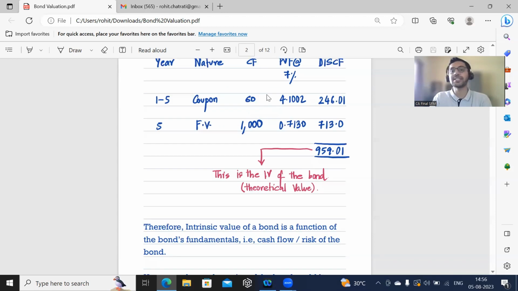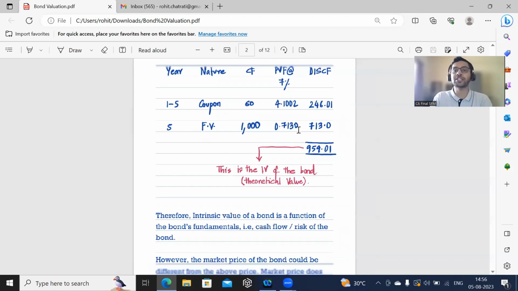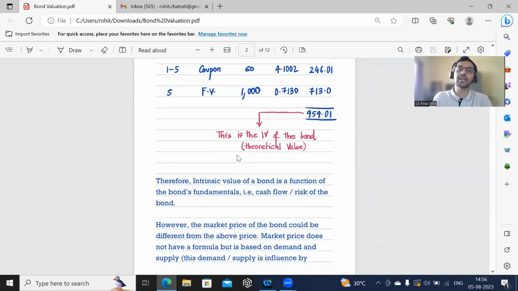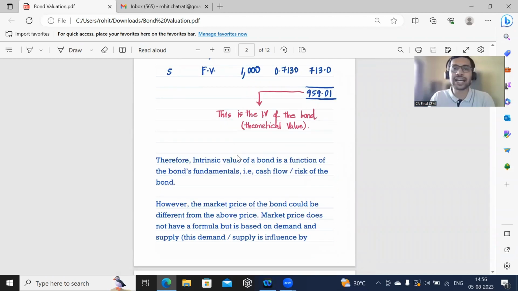Whereas the market price is not necessarily purely a function of the fundamentals of the bond. The market price also has many other aspects to it. The market price is primarily determined by demand and supply. What drives demand and supply? Of course, one of the things that drives demand and supply is the fundamentals. But beyond fundamentals, there are many other things which come into play. So market price is driven by demand and supply, whereas the intrinsic value or the theoretical value is purely driven by fundamentals.